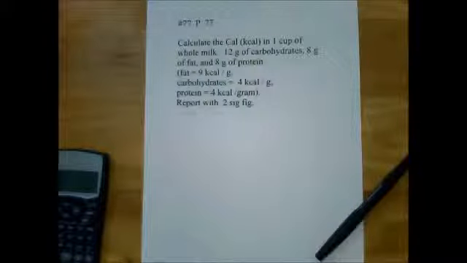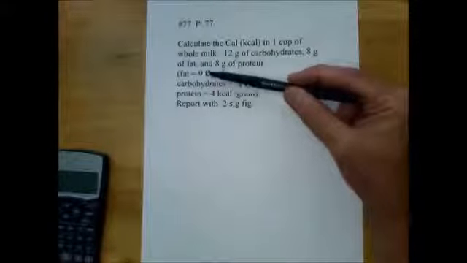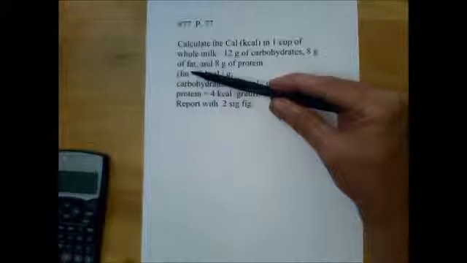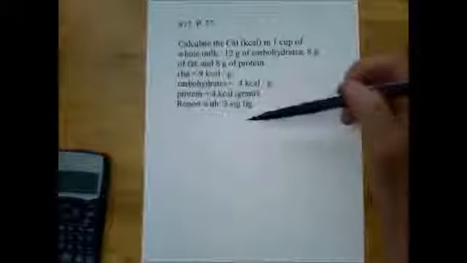Problem number 77 on page 77 is a food value calculation problem where we have already been given the food values of the various parts of the food. In other words, somebody took the time and did an experiment and determined that there were 9 calories per gram for every gram of fat. And the same for carbohydrates. There's 4 kilocalories per gram for every gram of carbohydrates and 4 kilocalories per gram for every gram of protein.